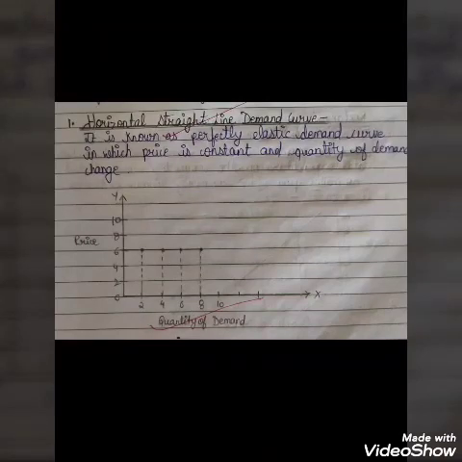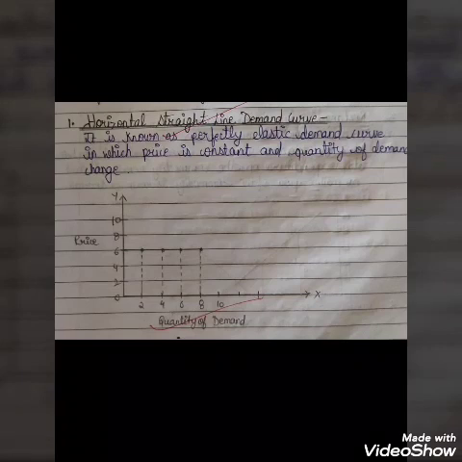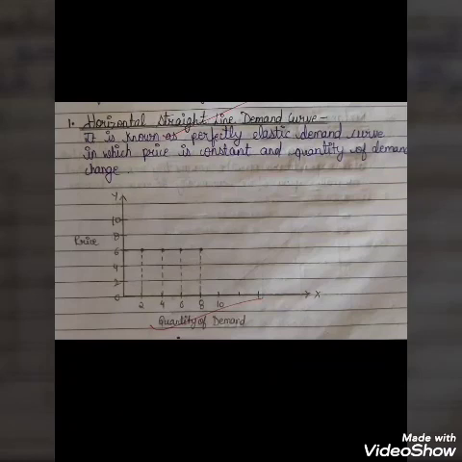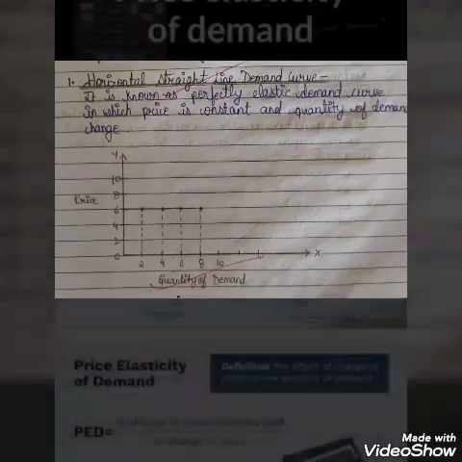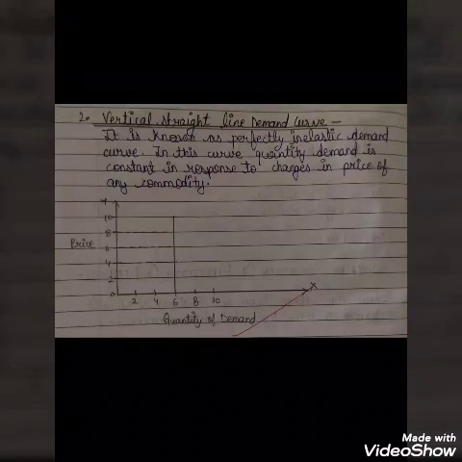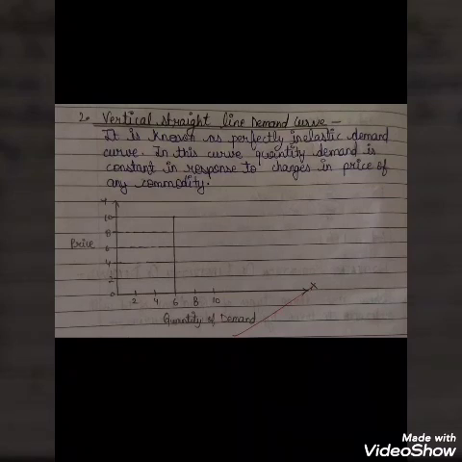Okay, so this is called the horizontal straight line demand curve, or we can also call it the perfectly elastic curve. Okay, so the second is the vertical straight line demand curve. It is just opposite to the first curve. Okay, so it is called the perfectly inelastic curve. So in this type of curve the price will be changed according to the commodity, but the quantity of demand will be constant, it will not be changed according to the changes in the price.